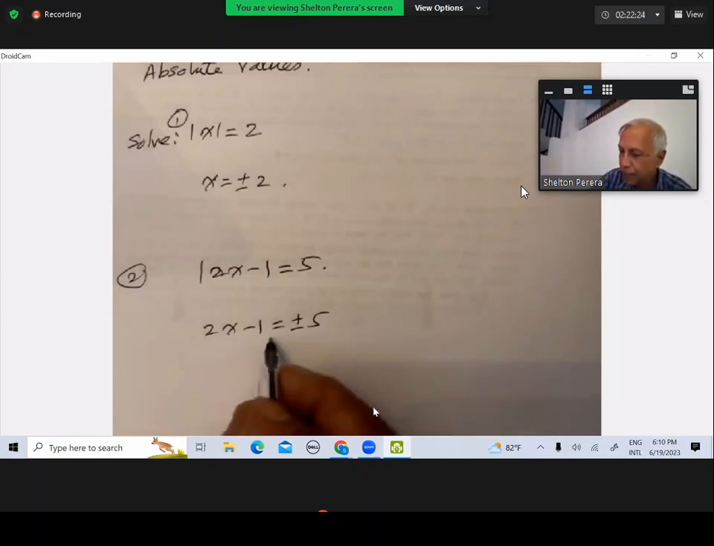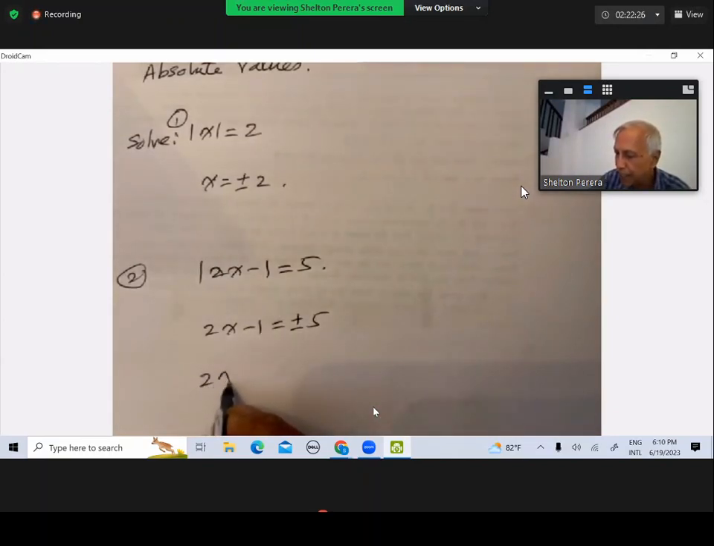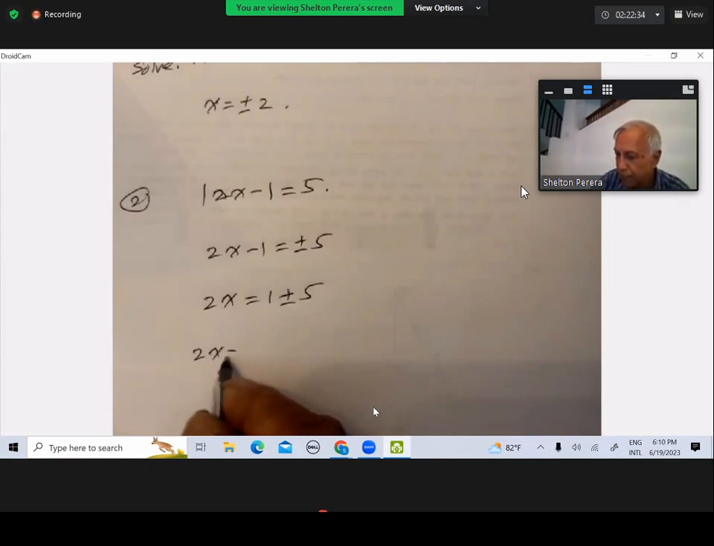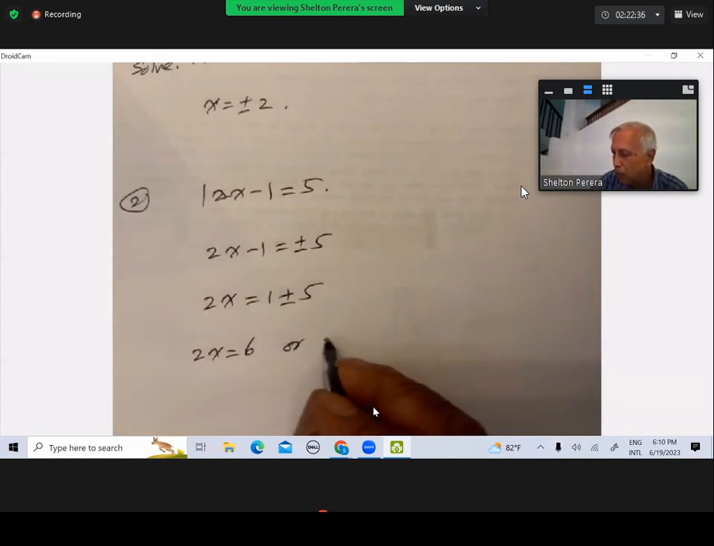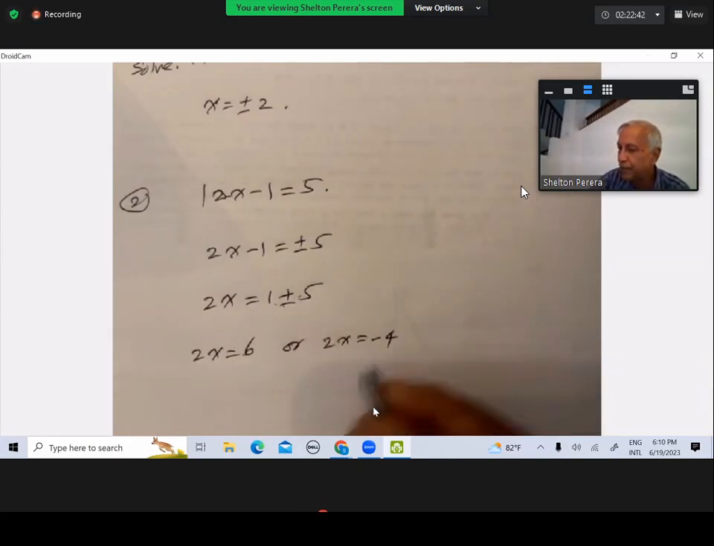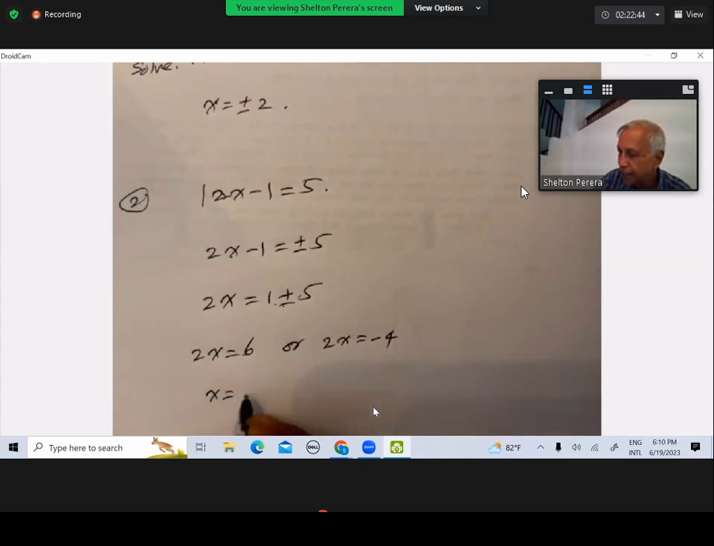So we have two equations. Take this to the other side. 2x equals 1 plus or minus 5. So I have two equations. 2x equals 6 or 2x equals, take the minus side, 1 minus 5, minus 4. So you get x is equal to 3 or x is equal to minus 2.